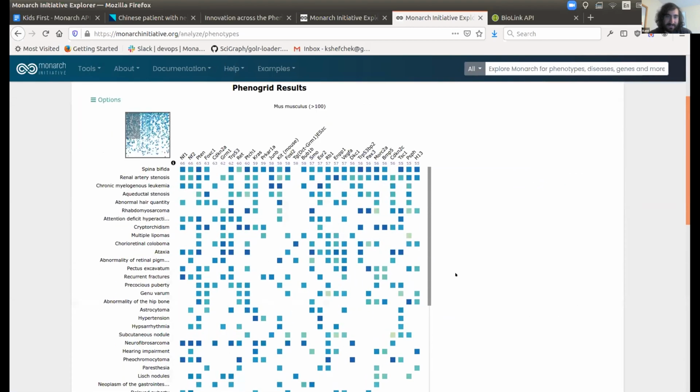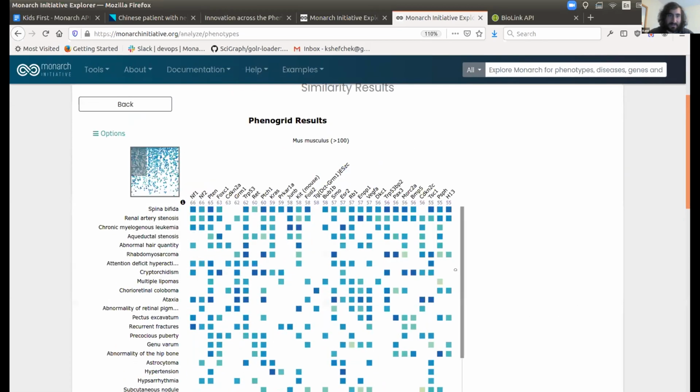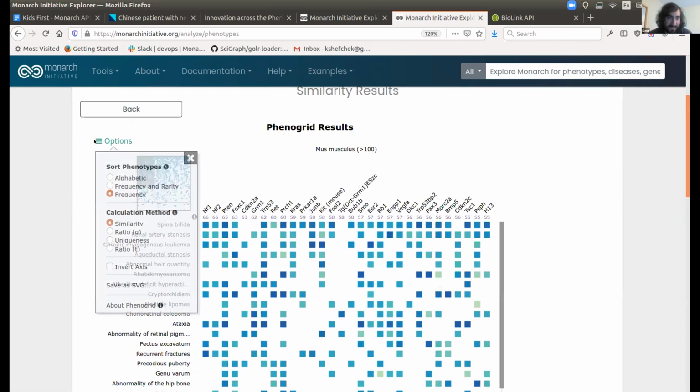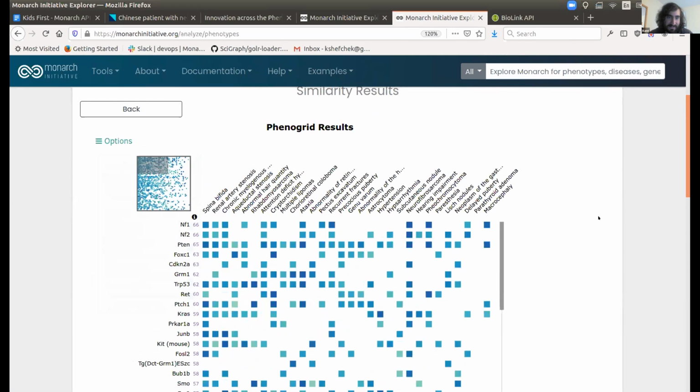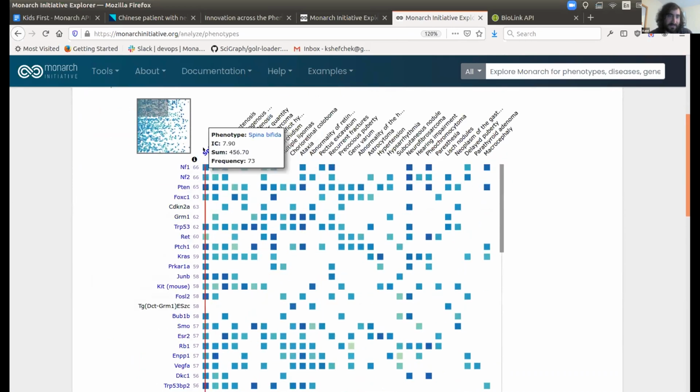And what we get is a heat map of results. I'm going to swap the axes real quick because it just looks a little better. So on the x-axis, we'll see our HPO phenotypes that we had input, and then on the y-axis, the mouse genes that it's matching.